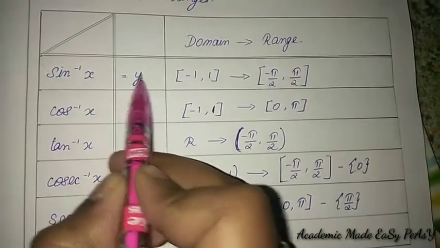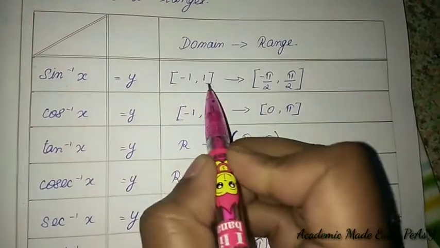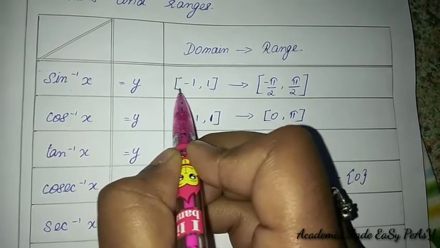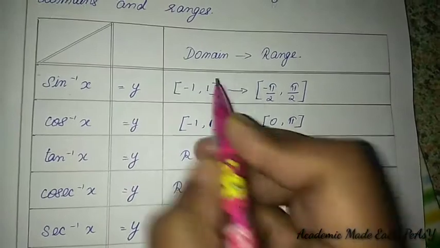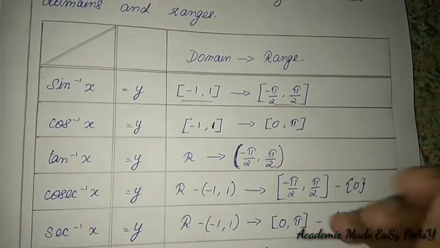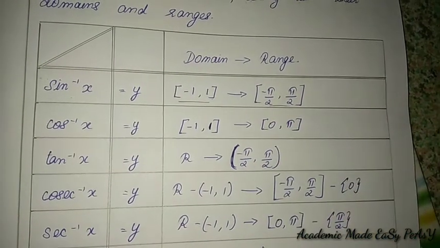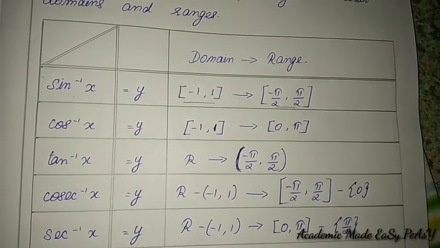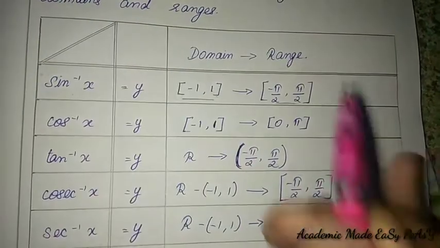Sin inverse x is equal to y. Then what is its domain and range? So domain will be [-1, 1]. That is, these are closed brackets, then it is called a closed interval. Domain is a closed interval, range is also a closed interval. Is that okay? So the range is [-pi by 2, pi by 2]. The range and domain will be the same for sin inverse x.